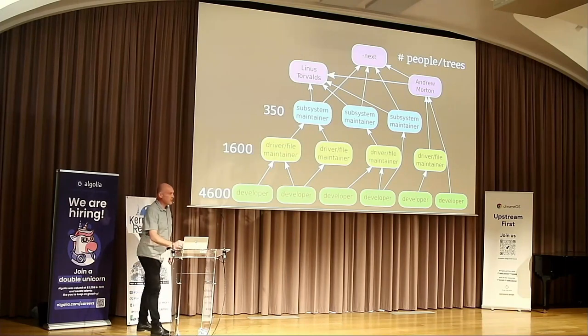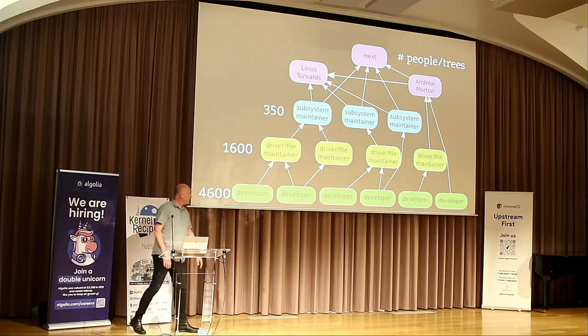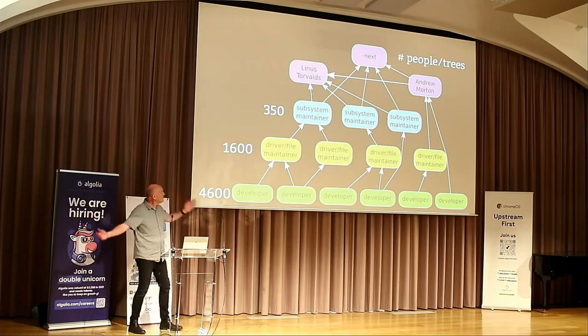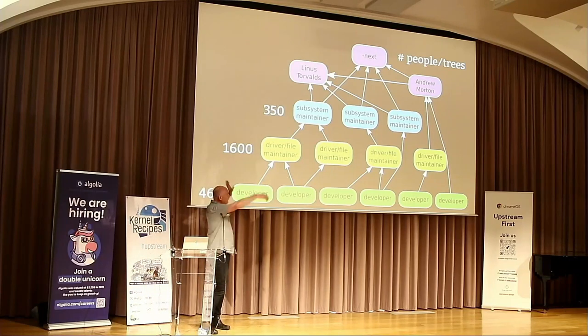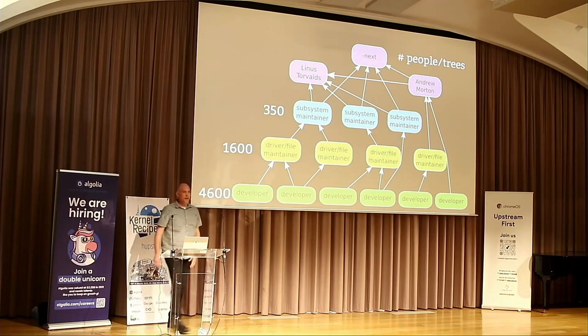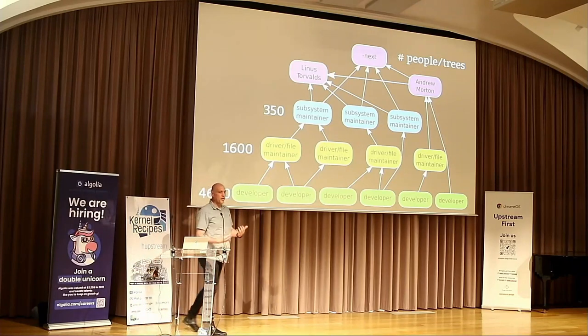This is for 2021: 4,600 developers, 1,600 maintainers, 350 different subsystem trees. Linus and Linux-next get merged together daily. Email, Git trees, yada, yada, yada. How are you going to verify 4,600 people from different countries, all around the world, different organizations? How are you going to do that?